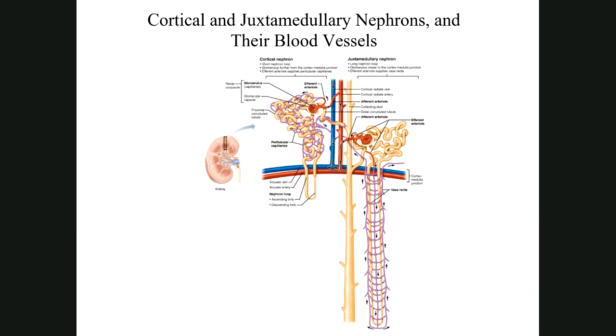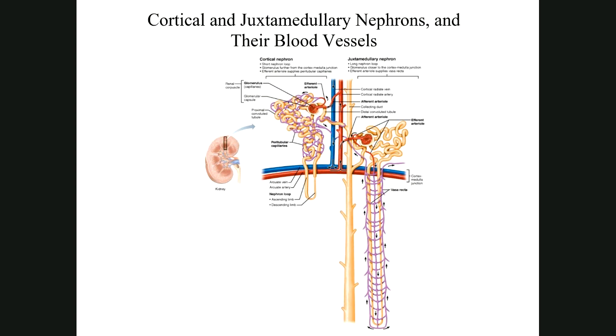Arcuate arteries, an arcuate vein, they are by the corticomedullary junction. So this is the medulla over here, and this is the cortex over here, okay? So let's look at the capillary beds. In the glomerulus, the capillaries are specialized for filtration, right?